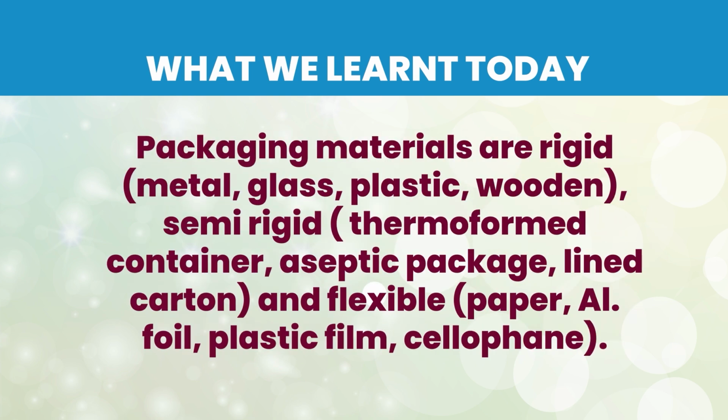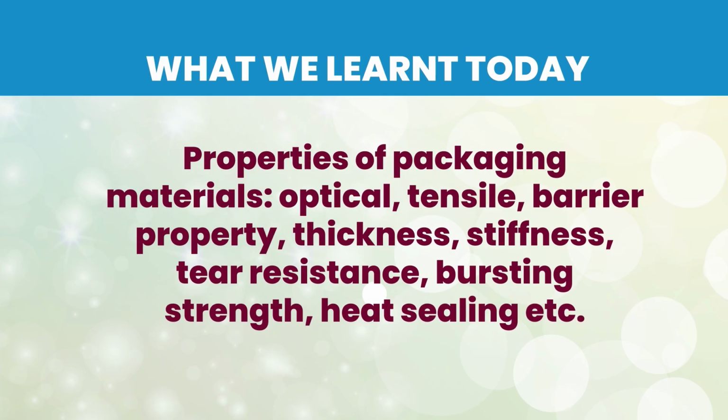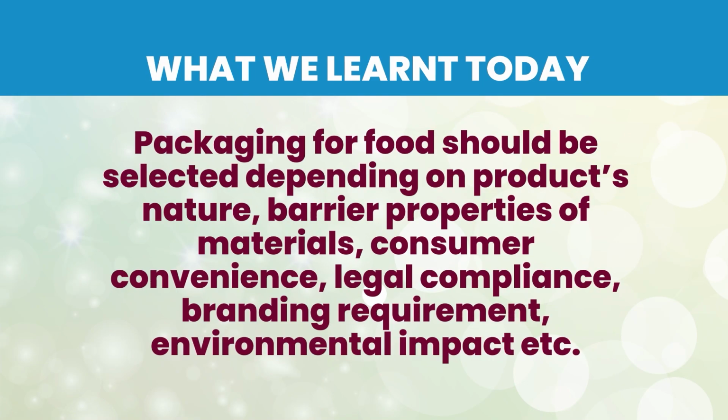And the packaging materials can be rigid, semi-rigid or the flexible. And the properties of packaging materials which are very important to consider are like optical properties, tensile properties, barrier properties, thickness, stiffness, tear resistance, bursting strength, heat sealing property, etc. And for selecting your packaging material which is appropriate for your food group, you have to consider some of the factors like the product's nature, the barrier properties of materials, the consumer convenience, legal compliance, branding requirement, and environmental impact. So this is all about the packaging materials and forms used for food.